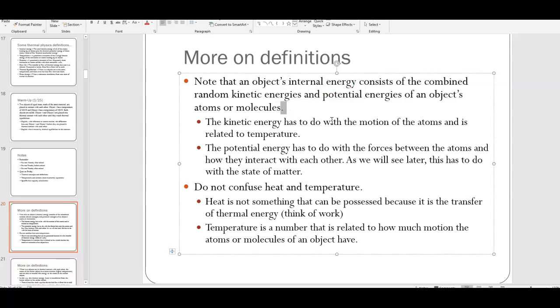This one we talked about before. Now, you've got kinetic energy, which obviously has to do with motion. We talked about that before. And we know that in all objects, the atoms and/or molecules are at least vibrating, if not actually flying around. So clearly they have kinetic energy.